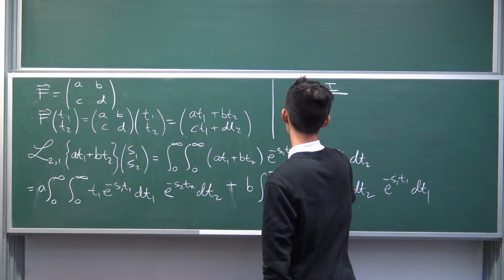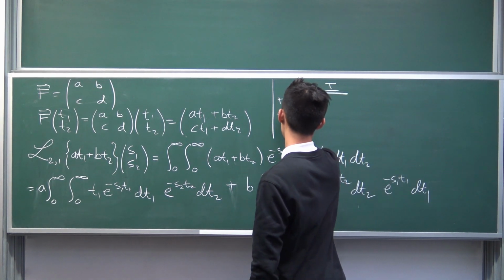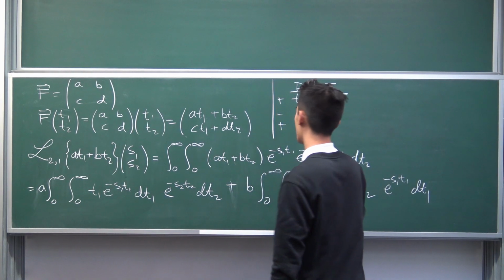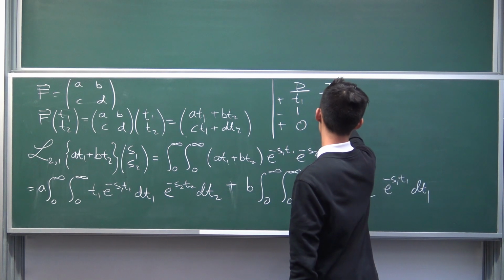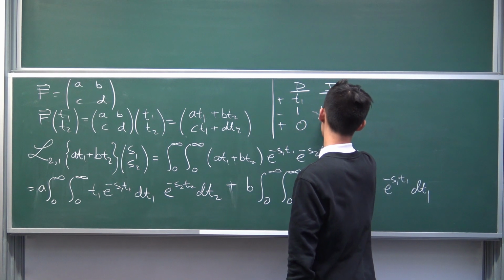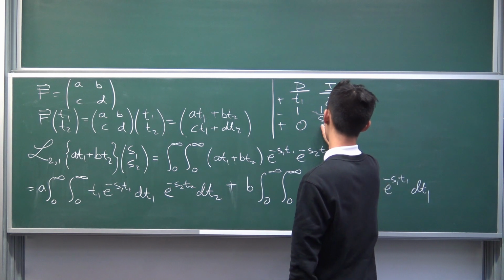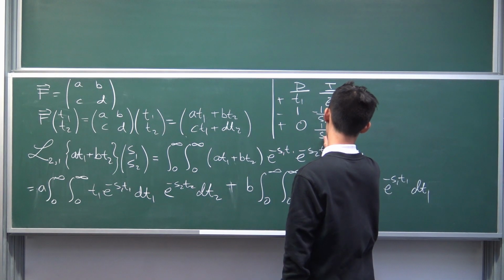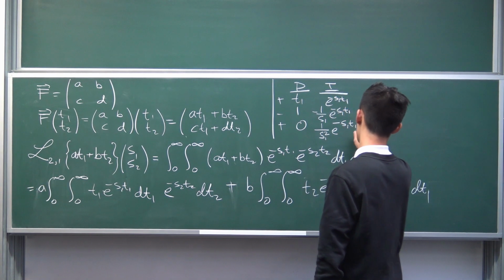So this is just t1 over here. And then we have plus, minus, plus. This becomes 1 and 0. And we are integrating e to the minus s1 t1. So e to the minus s1 t1. If we integrate once, we get minus 1 over s1, e to the minus s1 t1. Integrating again, we get positive 1 over s1 squared, e to the minus s1 t1, like so.